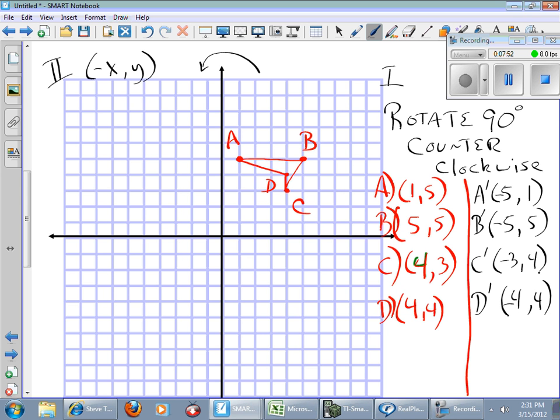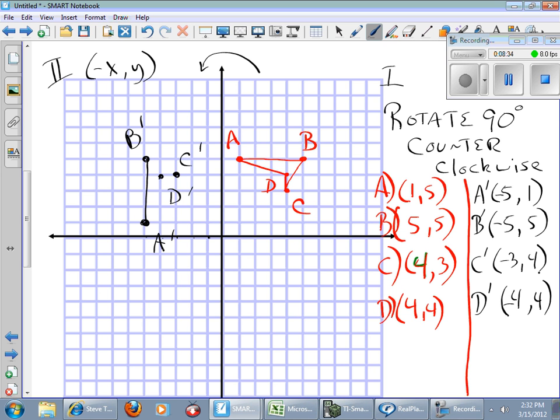So A is going to be at 1, 5. A prime is at negative 5, 1. There's A prime. B is at 5, 5, so B prime is at negative 5, 5. There's B prime. All right, C is at 4, 3. C prime is negative 3, 4. There's C prime. And then D is at 4, 4, so D prime is negative 4, 4. And there is D prime.